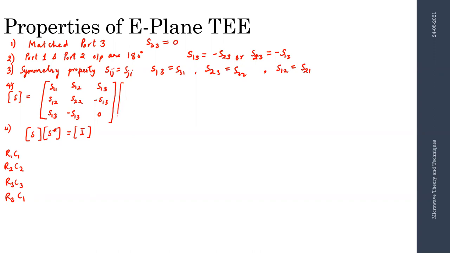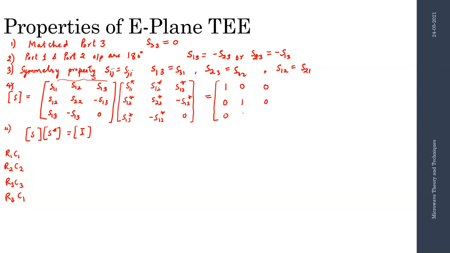So I am adding this property here. This total is my S. Now I am writing S conjugate, which means whatever matrix I wrote here, I just put a conjugate star on it, as the S matrix elements are complex numbers. You solve it and then tell me the equations, equal to the identity matrix. What is the identity matrix? It is a 3x3 identity matrix where the diagonal elements are 1 and the rest of the elements are 0. Now you see, what is R1C1? R1C1 means?